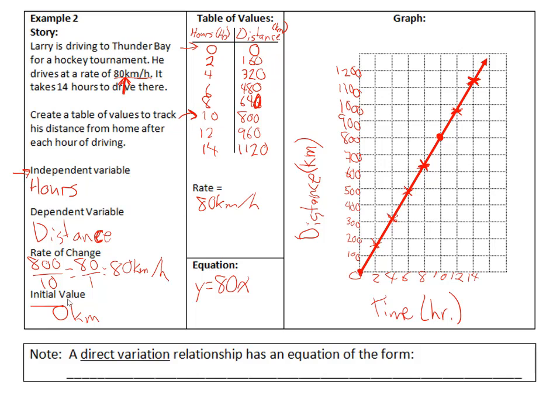And our final note at the very, very bottom here where it says note, a direct variation relationship has an equation of the form y equals mx, where m is going to be our rate of change and x is just our independent variable, because y depends on x. Okay, that's it for that lesson.